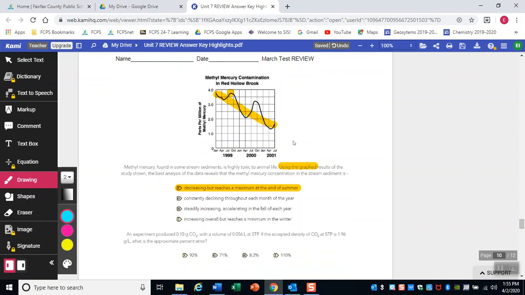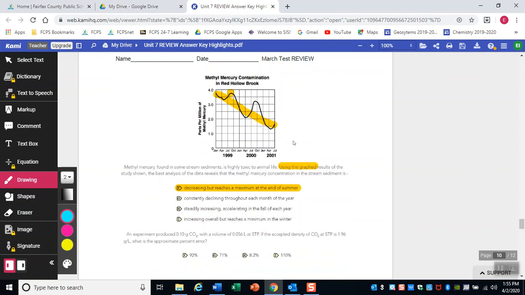Okay, so now we've got methyl mercury found in some stream sediments is highly toxic to animal life. Using the graphed results of the study shown, the best analysis of the data reveals that the methyl mercury concentration is... it's definitely decreasing, right? Goes from almost 4 down to 1.5. It's definitely decreasing.